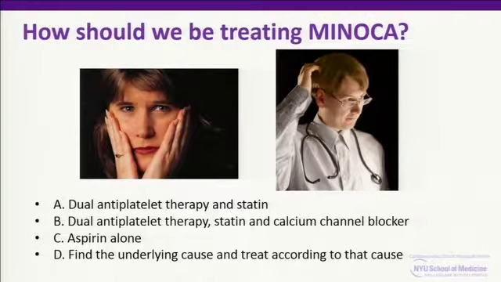So this is the first audience response question. There are going to be 3. So please enter your opinion on how we should be treating MINOCA. Should we be using dual antiplatelet therapy and statin for everyone? That's the ESC guideline. Should we be using dual antiplatelet therapy, statin, and calcium channel blocker for everybody? Do we want to put vasospasm in there and treat that? Should we be using aspirin alone? Or should we be finding an underlying cause and treating according to that cause? And you'll notice I don't have in here, tell the patient that she's fine and nothing happened, because if anybody answers that, I will have a heart attack on the podium. So please answer now.